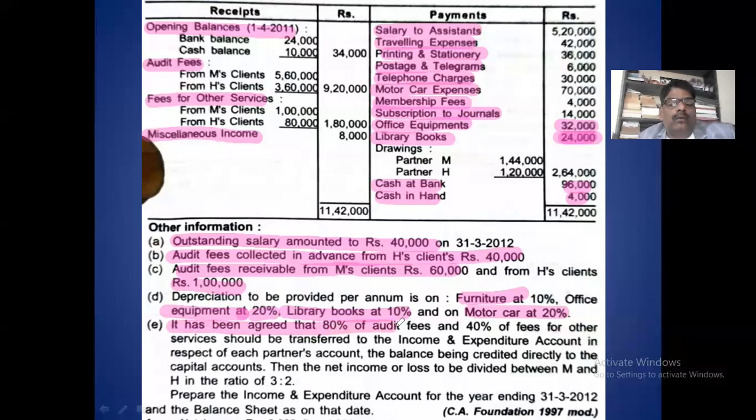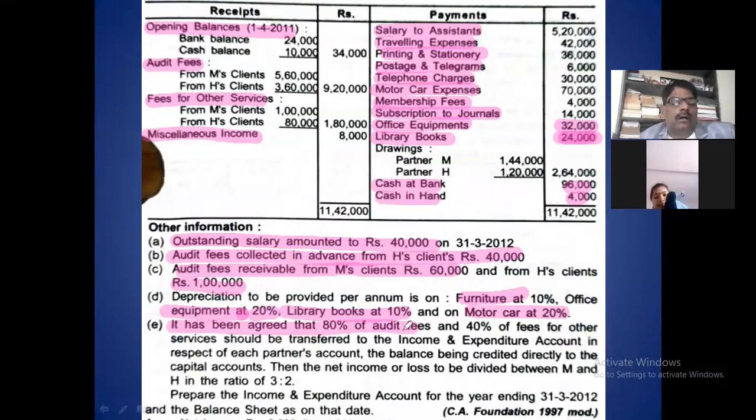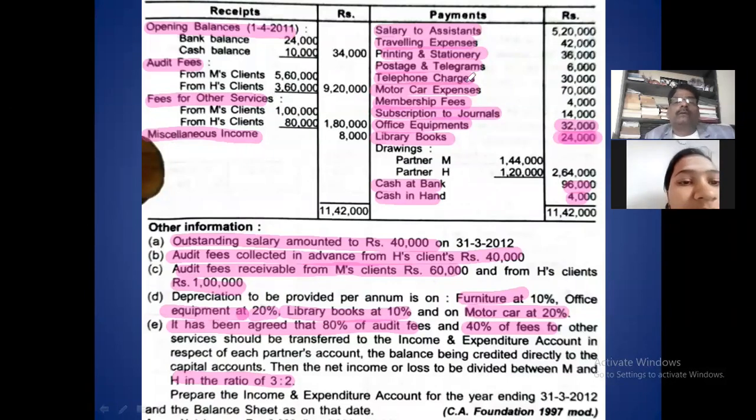Then here is the adjustment. 80% of the audit fee is transferred to the income and expenditure account, and 40% of the other fee to the income and expenditure account. So 80% and 40% go to the income and expenditure account. Remaining 20% and 60% go to capital. Remember this. Then each partner shares profits and losses in the ratio of 3:2. Whatever profit is there is distributed in the ratio of 3:2.